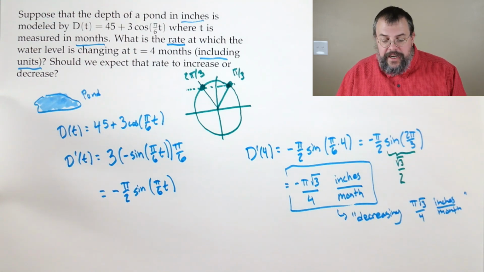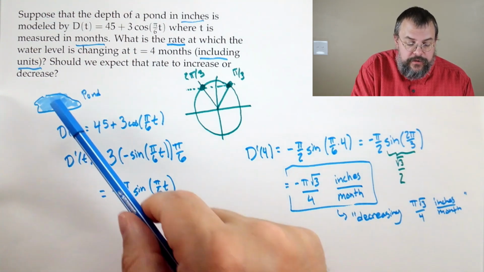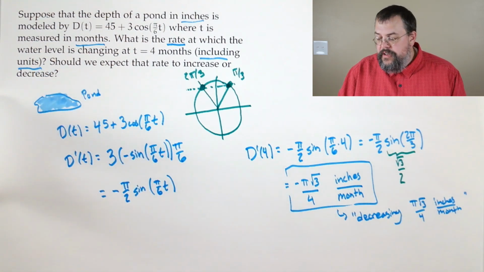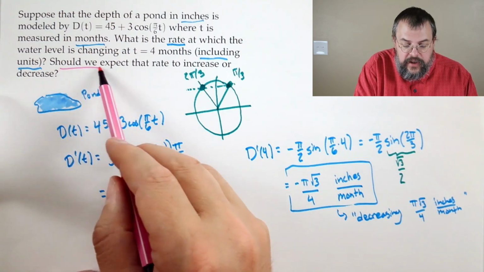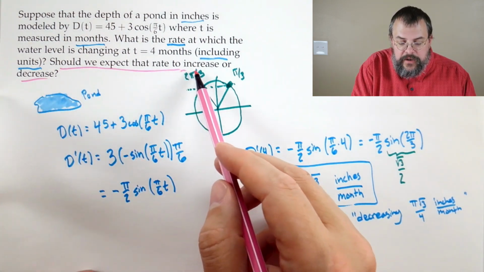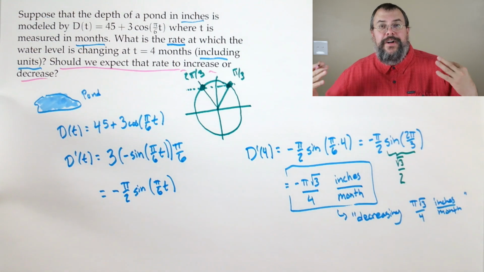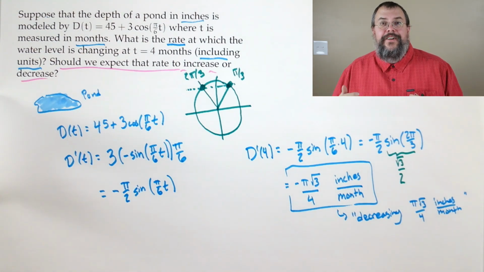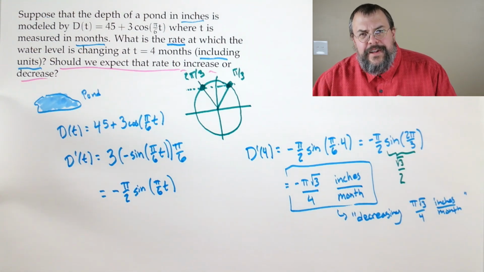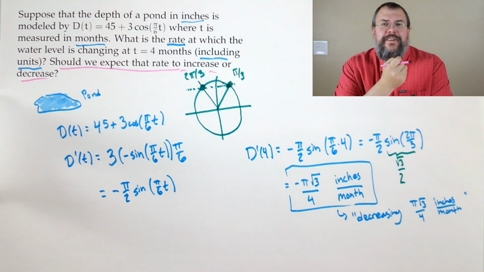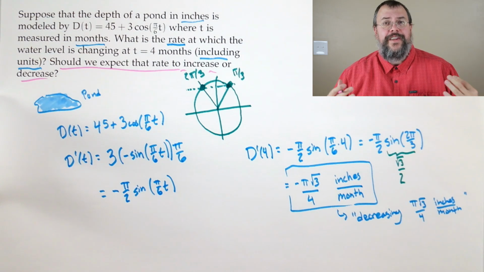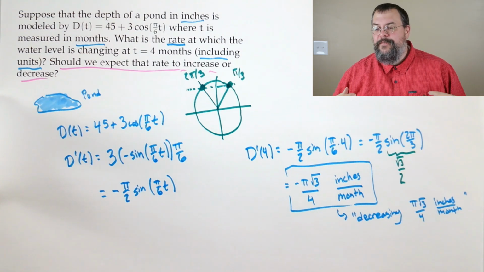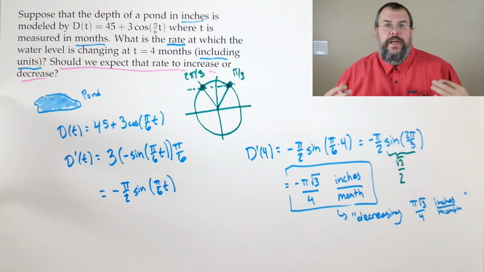All right. Now, that's the first question. Notice there are two questions here. And the second question is, should we expect that rate to increase or decrease? So in other words, we have a rate, and we want to know, is our rate going up or is our rate going down? So we might be thinking to ourselves, wait, what does it mean? Oftentimes when we think about is something increasing or decreasing, we're like, oh, that means it's like a rate, right? Okay, positive rate means we're increasing, negative rate means we're decreasing.